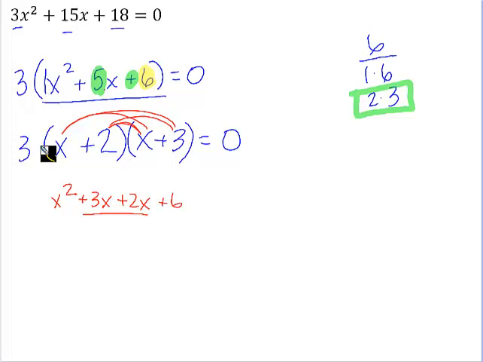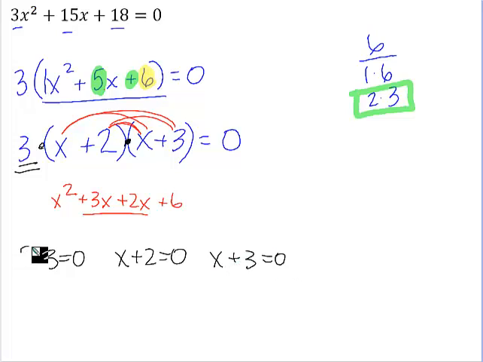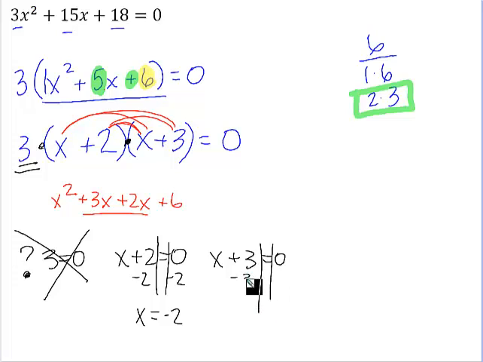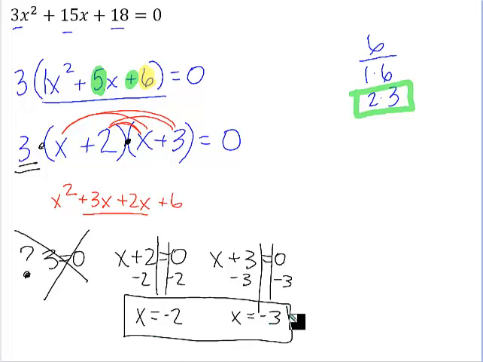Notice here we have 3 things being multiplied together. So this tells us 3 can equal 0, x plus 2 should equal 0, or x plus 3 should equal 0. Does this make sense for 3 to equal 0? No, it does not. So we toss that solution out. If x plus 2 equals 0, we would subtract 2 from both sides, so x is negative 2. If x plus 3 equals 0, we'd subtract 3 from both sides, so x equals negative 3. So there would be our two solutions.